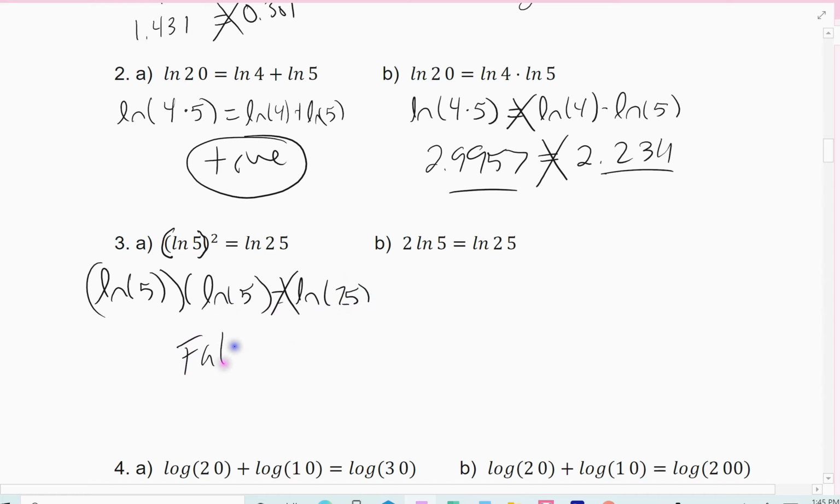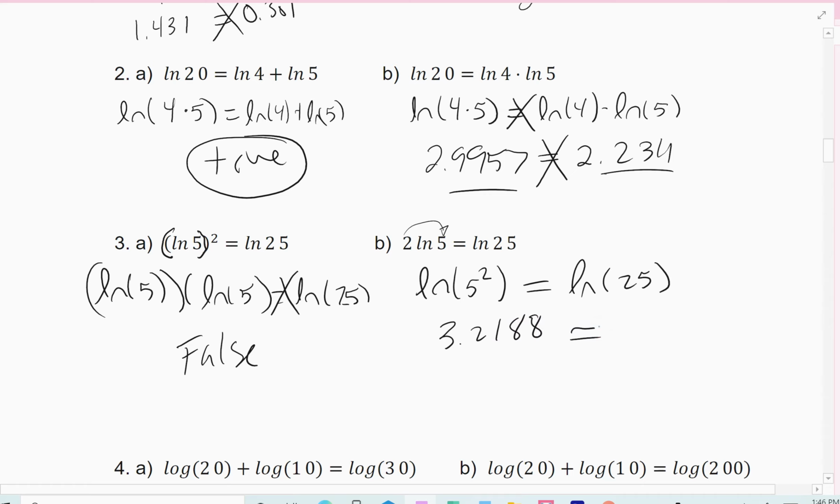That's a false statement. But what we can do is take 2 times the natural log of 5, and I can move that 2 in. So then it's the natural log of 5 squared. The squared is inside the natural log, not outside the natural log. That does equal the natural log of 25. And you check that out. Take 2 times the natural log of 5. That comes out 3.2188. It's exactly the same as the natural log of 25, which comes out 3.2188. All right, those are exactly the same. That's true.